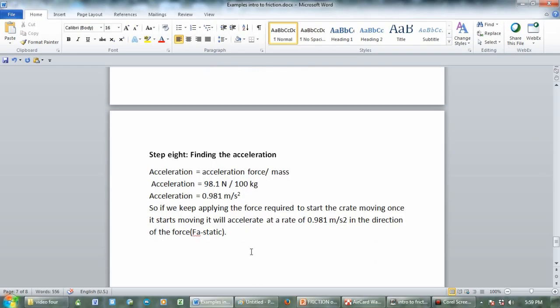Step 8. Finding the acceleration. Acceleration equals the acceleration force divided by the mass. Acceleration equals 98.1 newtons divided by 100 kilograms. So the acceleration works out to 0.981 meters per second squared. So in conclusion, we can say if we keep applying the force required to start the crate moving, once it starts moving, it will accelerate at a rate of 0.981 meters per second squared in the direction of the applied force.